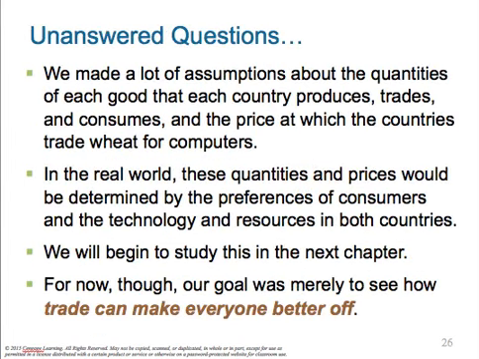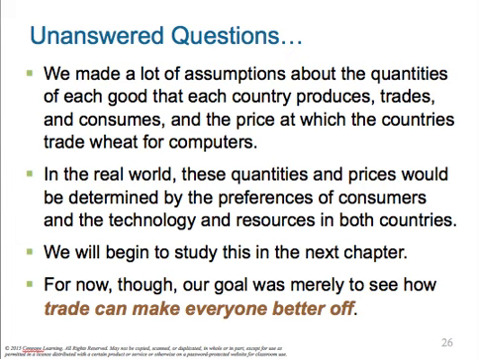So here are some unanswered questions. We made a lot of assumptions about the quantities of each good that a country produces, trades, and consumes, and the price at which the countries trade wheat for computers. In the real world, these quantities and prices will be determined by the preferences of consumers, the amount of technology present, and the resources in both countries, like the lack of open land in Japan. We will begin to study these concepts in the next chapter.